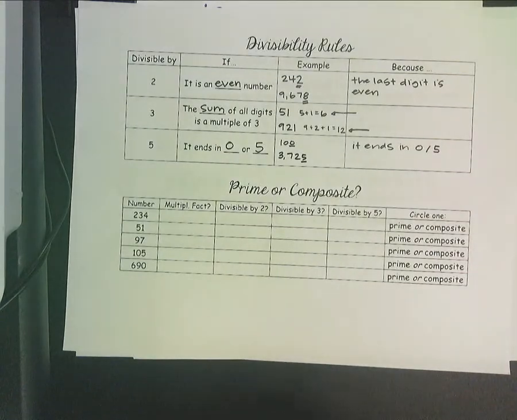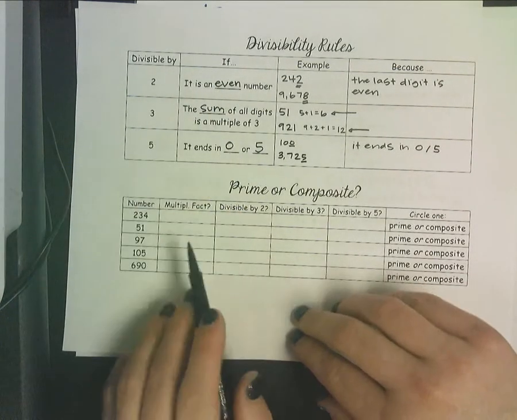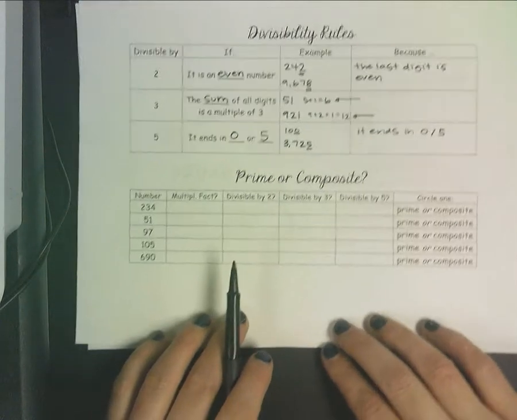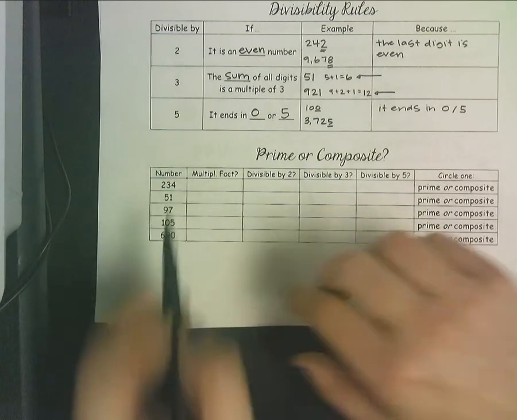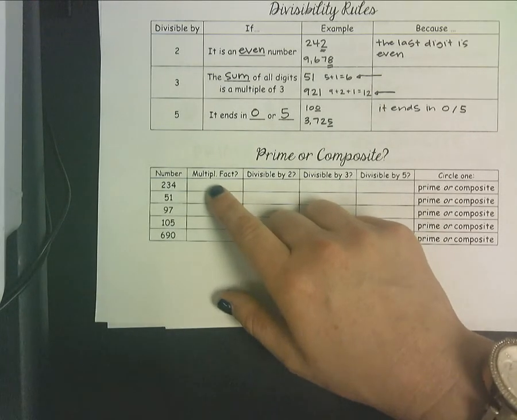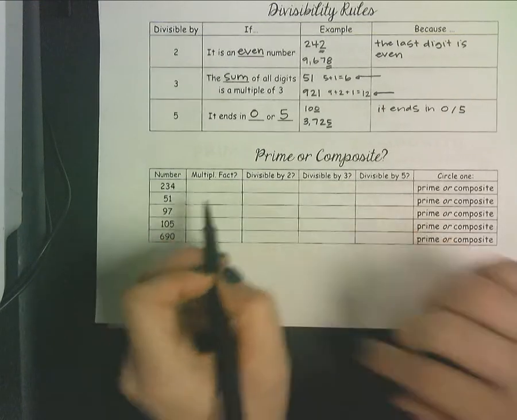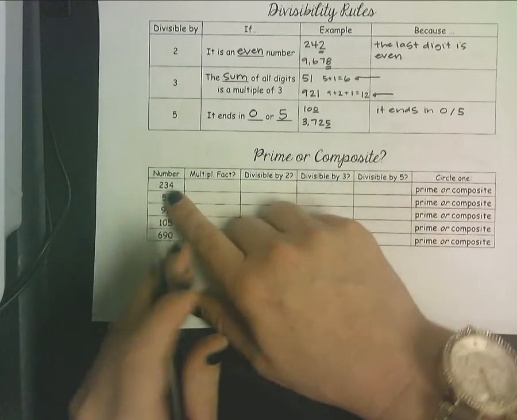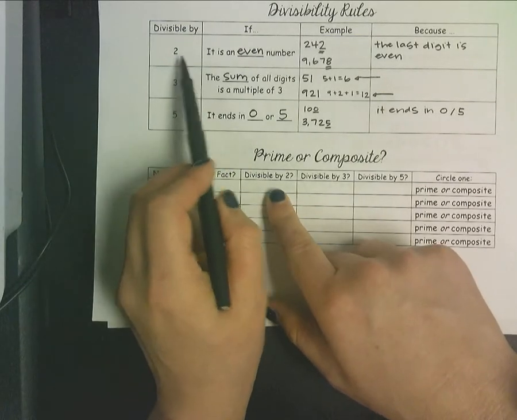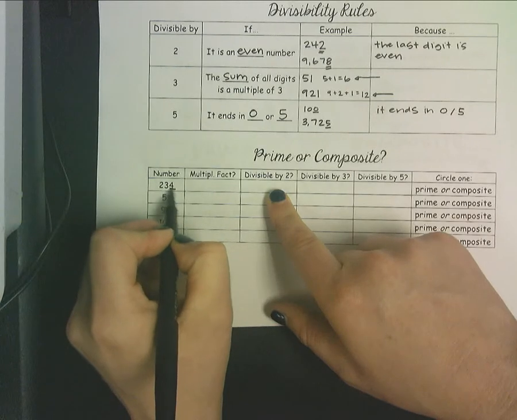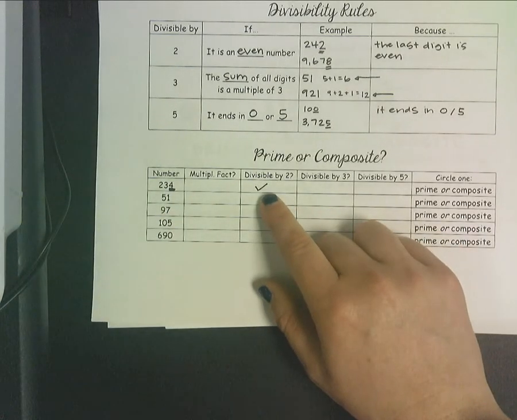So we're going to check some of these larger numbers down here and use these 3 rules to figure out if the number is prime or composite. So here's our first number, 234. Do we know any multiplication facts that help us with 234? I sure don't. So I'm going to leave that one blank. Is this number divisible by 2? Remember, our rule for divisibility by 2 is, is it an even number? It ends in a 4. Yes, this number is divisible by 2 because it's even.